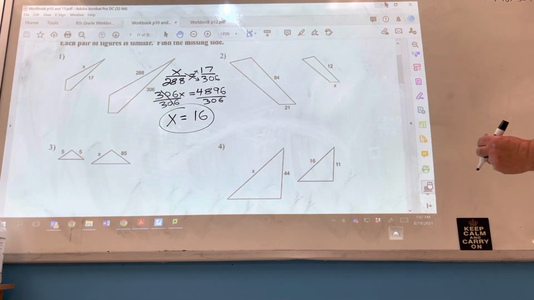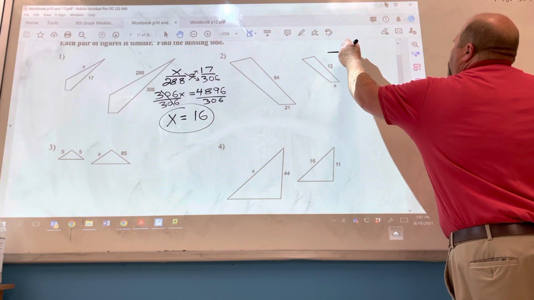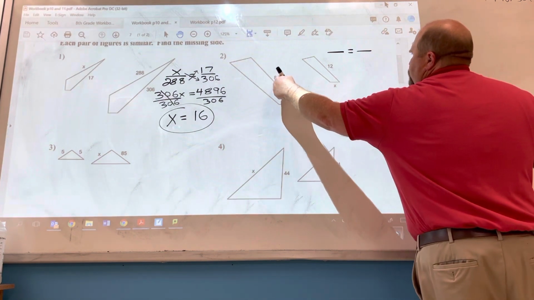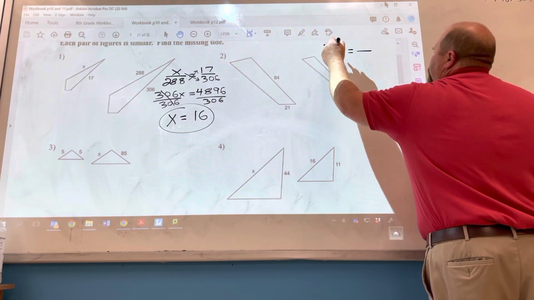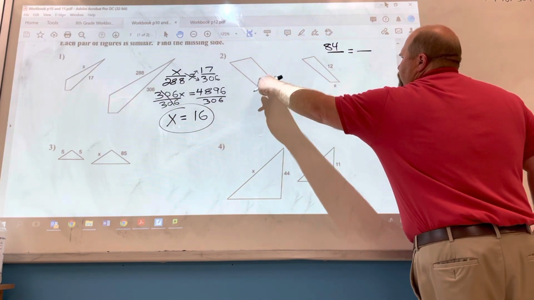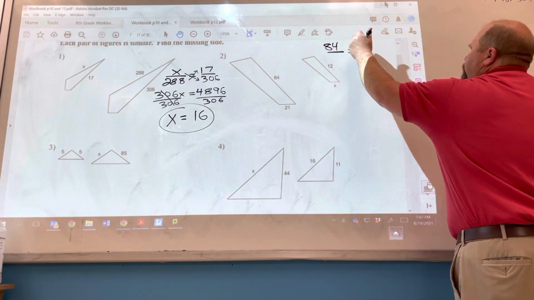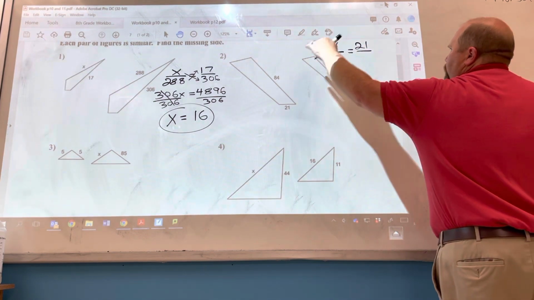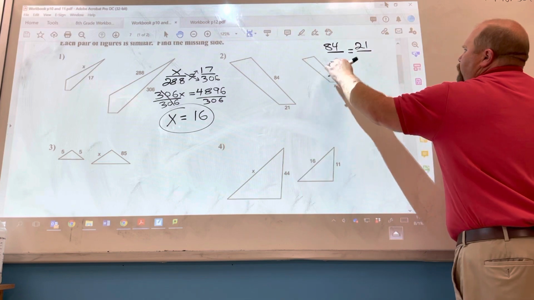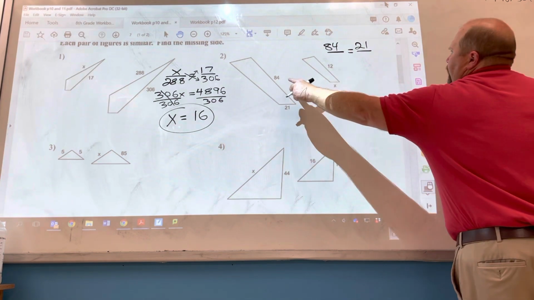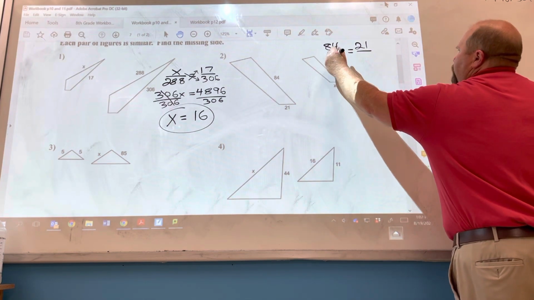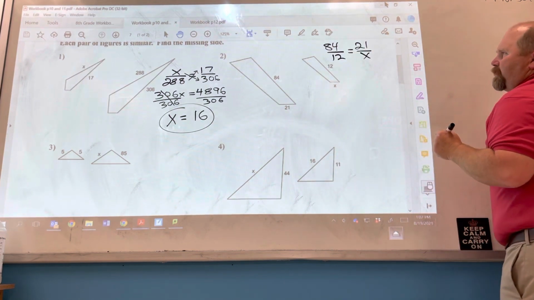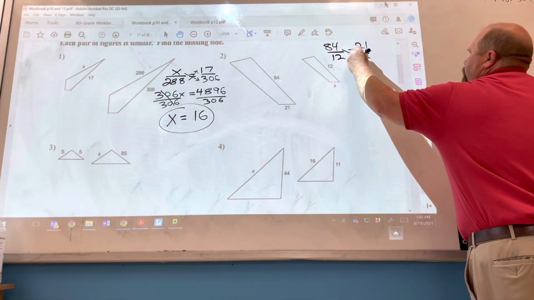All right, problem number 2. Fraction bar, equal sign, fraction bar. I'm going to start right here. I'm going to start with the number 84. If I start with 84 from this figure, I have to use 21 up here. Same level has to come from the same figure. So the top comes from figure 1. The bottom will come from figure 2. All right, 84 matches up with 12. 21 matches up with x. So that's my proportion.